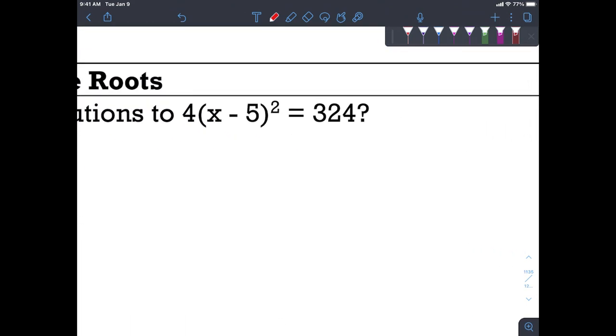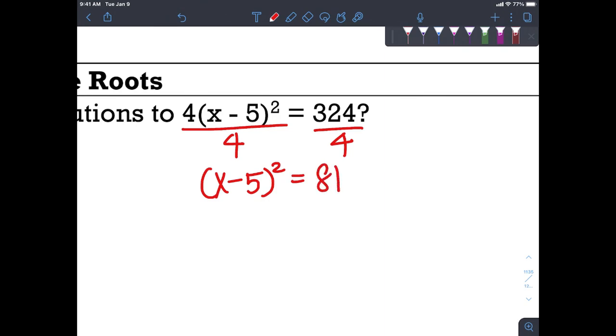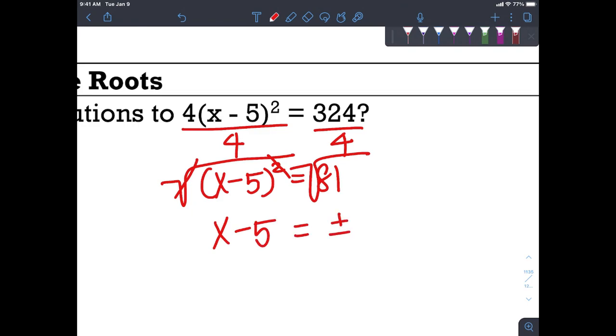Here they gave us kind of a weird one. Okay, let me go ahead and divide by 4 to get rid of that. Because remember, we're trying to get to a point to where we can take a square root. So that would be, let's see, 75 plus 6, 81, I think. Let me just check that with my calculator. I want to make sure. Yeah, 81. Okay. So now that I have this, I can go ahead and take the square root of both sides. They cancel over here. And I end up with this.